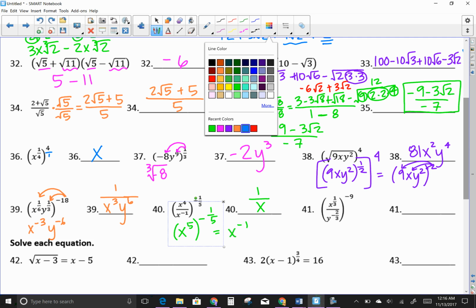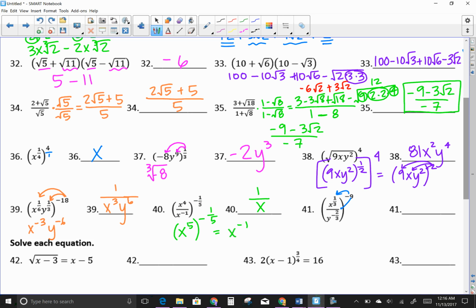Okay? And this one, I have an x and a y in the top and the bottom. I cannot combine those. One is an x and one is a y. Over here with this problem, they were both x's. So I have no choice but to just distribute that 9. And so 1/3 times -9 is x to the -3. And 2/3 times -9 is y to the -6. And again, the negative exponent, you make it positive and put it in the opposite place between the numerator and the denominator. So this is going to give us y to the 6th over x to the 3rd.